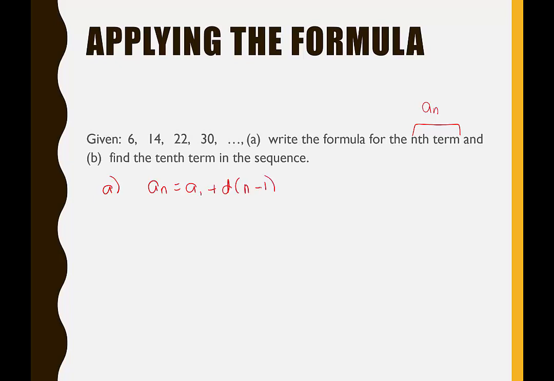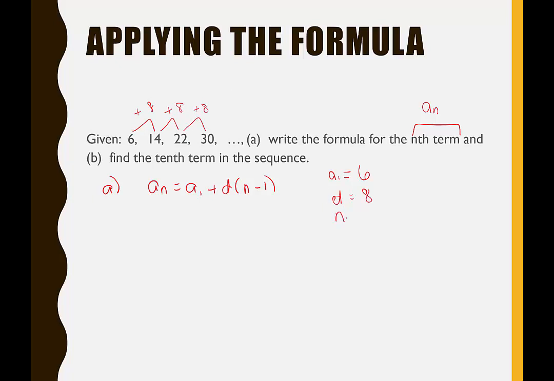Now we're writing a formula to figure out a sub n, so I assume that is unknown. This a sub 1, that's the first term. The first term in the sequence is 6. d is our common difference. While it's not given to us, we should be able to figure it out. To get from 6 to 14, I would need to add 8. To get from 14 to 22, I would need to add 8. To get from 22 to 30, I would need to add 8. So our common difference is 8.